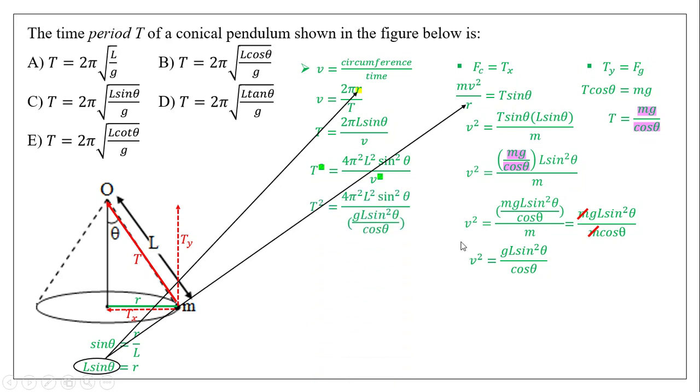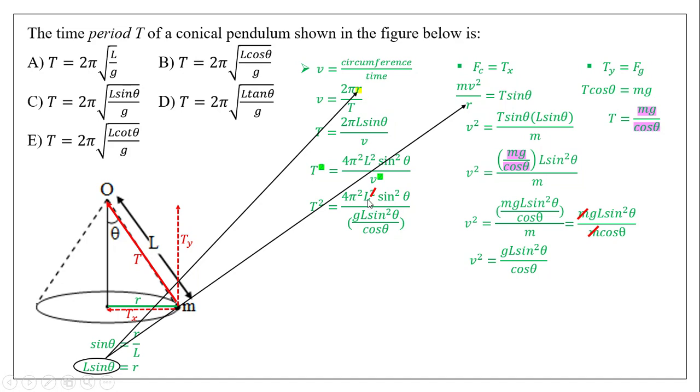Alright, so I'm just going to carry everything down. 4 pi squared L squared sine squared theta stays in the numerator. And then instead of v squared in the denominator, I'm going to use parentheses here. I'm going to do gL sine squared divided by cosine, because that's what it equals. Now if you notice here, things start canceling out.